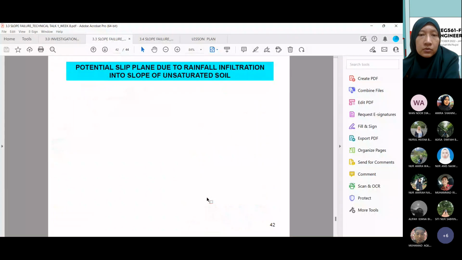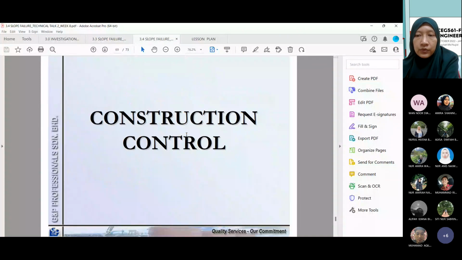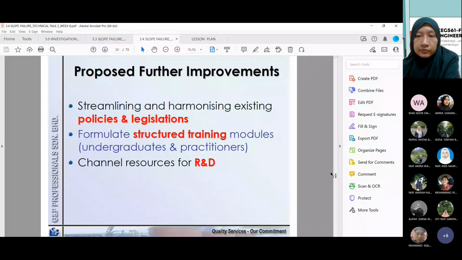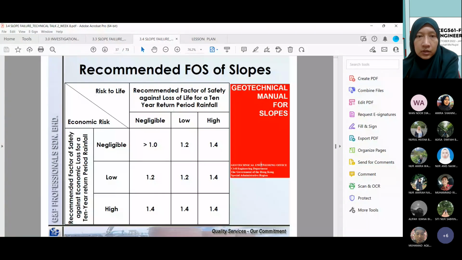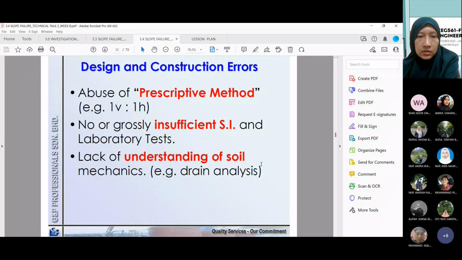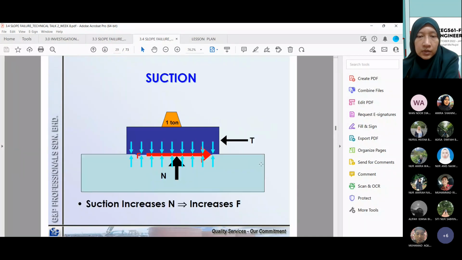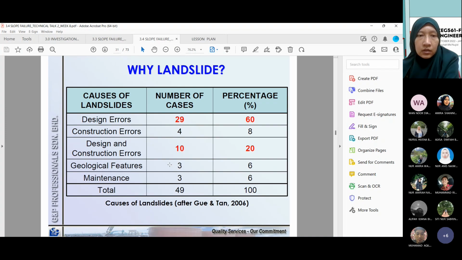Okay, we go next to the second notes on this slope failure. So I'm not telling all important aspects because some have been touched just now. So let me start from here. Let's say the suction from the previous note, and then why landslide can occur.